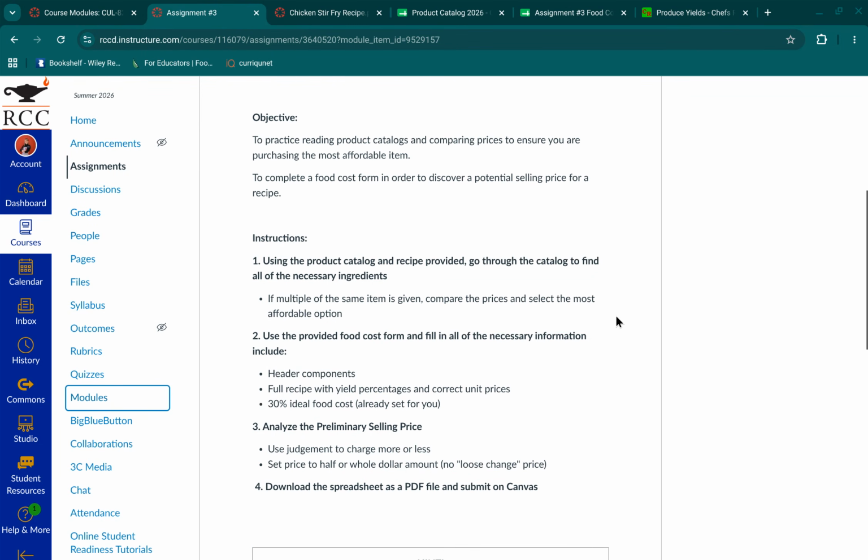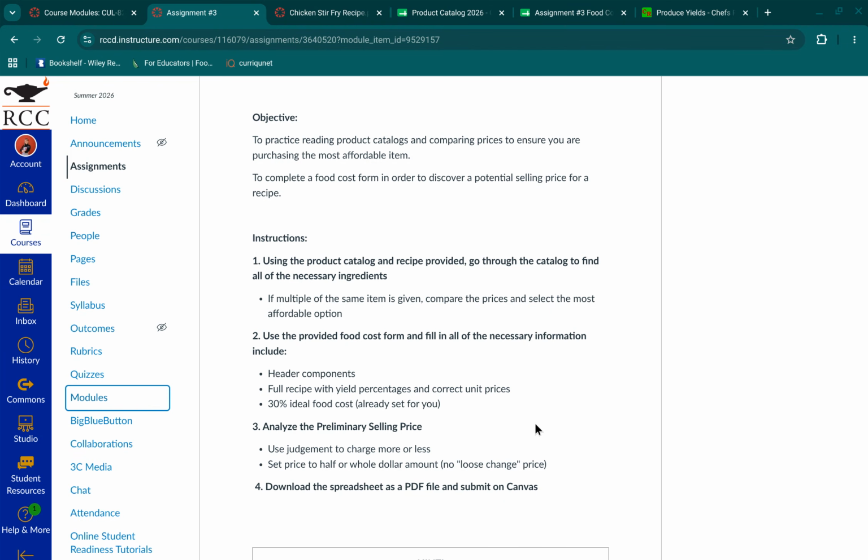We are going to use that product catalog and the recipe provided to find all of our necessary ingredients. There's going to be some choices that you get to make, either comparing prices or selecting between a couple different ingredients. So please make those choices. And then you're going to take all of that information from the product catalog to help you fill out our food cost form. And we're going to go over that when we get into our spreadsheet.